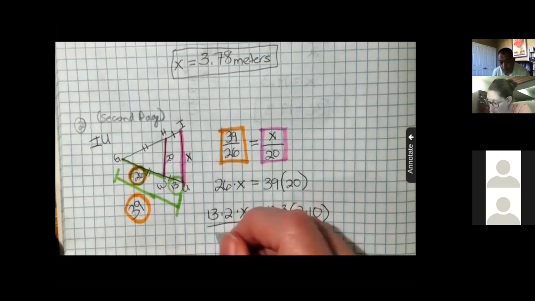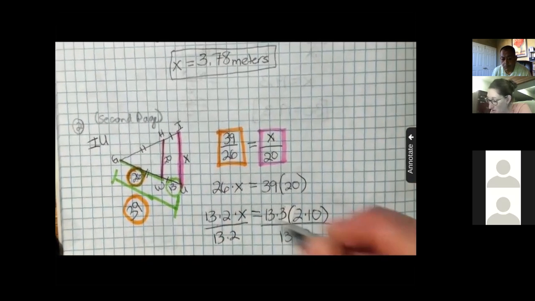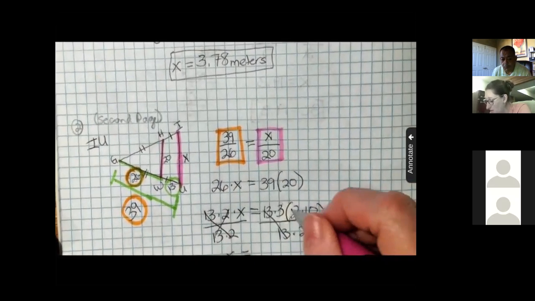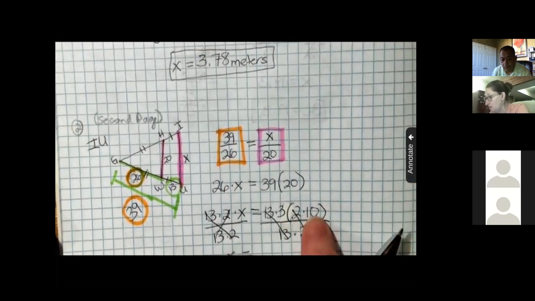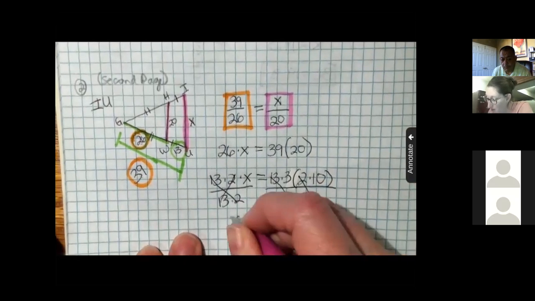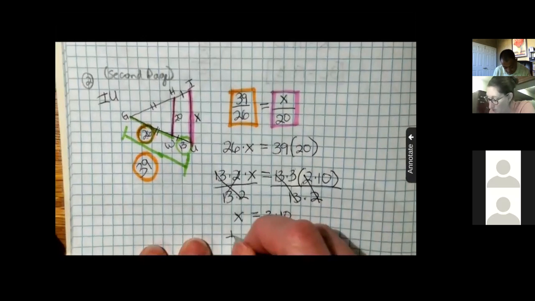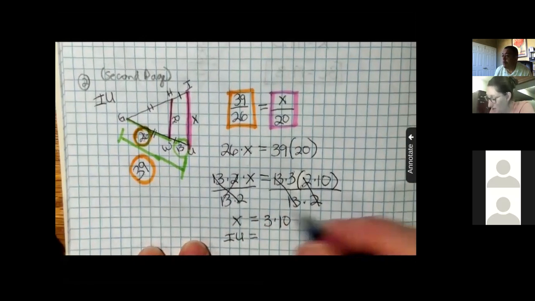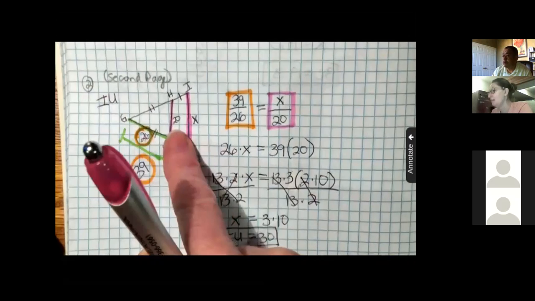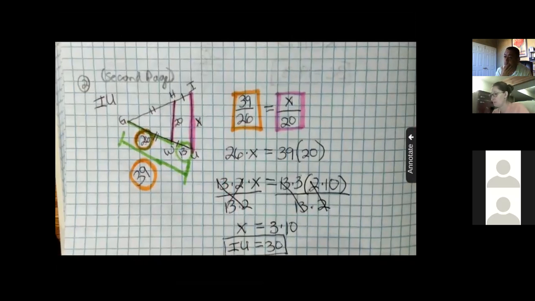Sweet. So I'm going to divide by 13 times 2. Divide by 13 times 2. That all goes away, leaving x, which is what I want. 13 goes away, 2 goes away, and now I have 3 times 10. So you can either rewrite it so you don't lose track. And then we're looking for IU, which was x. So you could put IU equals 3 times 10 is 30. And is it bigger than 20? Yes. So that's good news, because it should be, because it says it's bigger based on the picture.